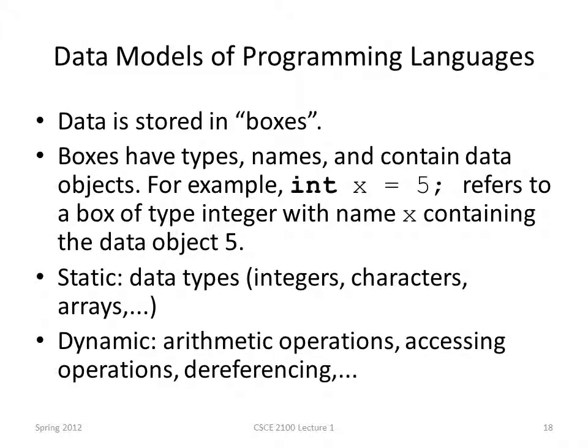So, data models of programming languages. Think of data being stored in boxes. Boxes have types, names, and contain data objects. So if in C++ I said int x equals 5, we've got a box that has an integer in it, which we call x, and it currently contains the data object 5. There are static data types like integers, characters, and arrays. There are dynamic things like arithmetic operations, dereferencing, accessing operations, etc., which can actually change data.